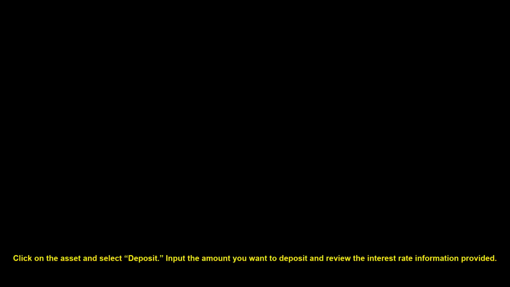After connecting, browse the available assets on the Aave platform. Locate the cryptocurrency you wish to deposit for earning interest. Click on the asset and select Deposit. Input the amount you want to deposit and review the interest rate information provided. Confirm the transaction through your wallet.